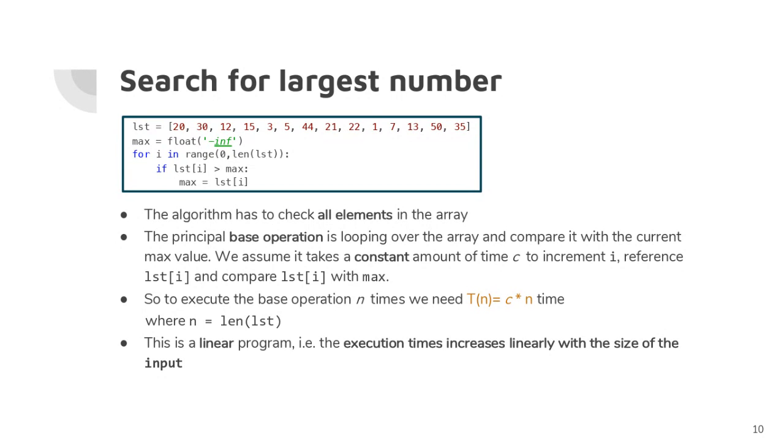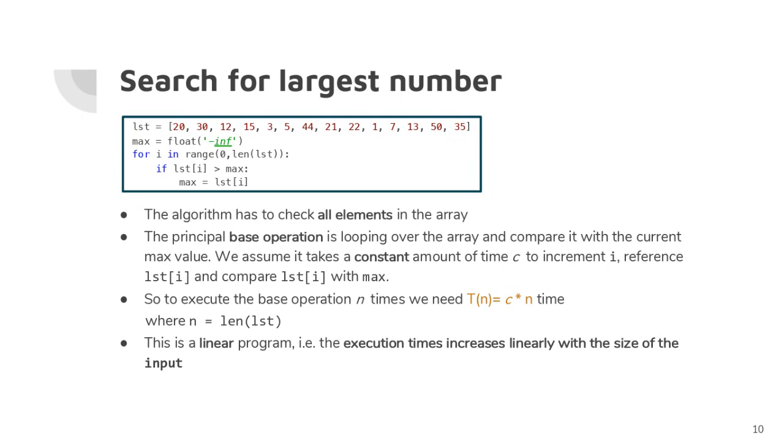Well, we loop over the array. So we say for e in range 0 to the length of the list. So here I think there are 14 elements. So we go from 0 to 14. And then we compare the element at index e. So that's list and then the square brackets e. If it's bigger than max. And we initialize max with minus infinity. So every number will be bigger than max.